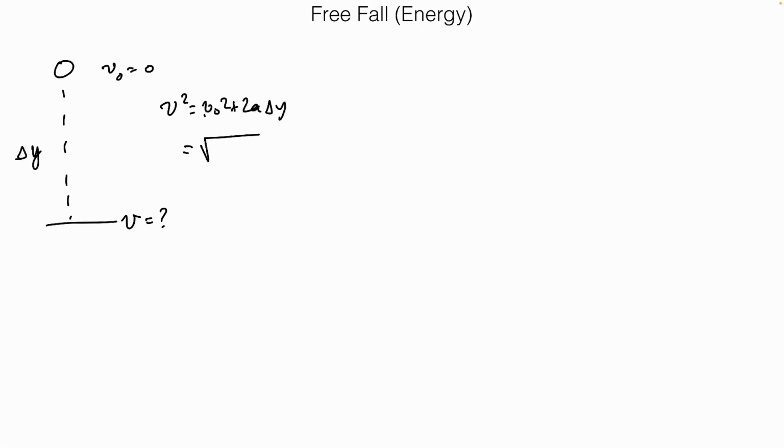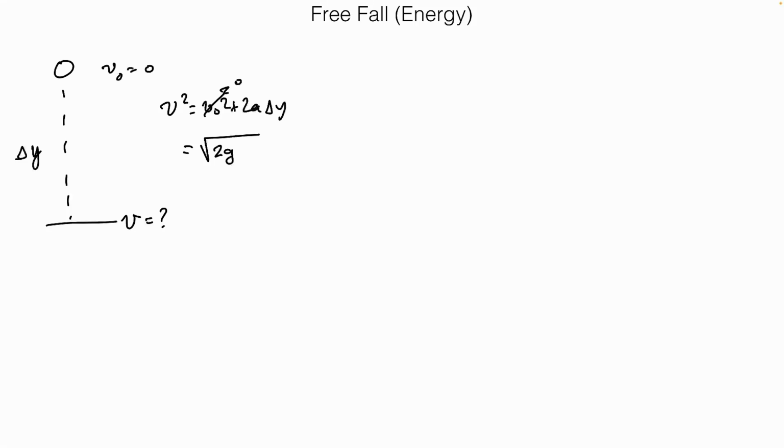We had a ball, and it started with an initial speed of 0, and then it fell down through a delta y. If we wanted to find the final speed, and all we know is delta y, so we don't know time, what equation do we use? Third one, right? And we get the square root, and if it starts with 0 speed, that's a 0.